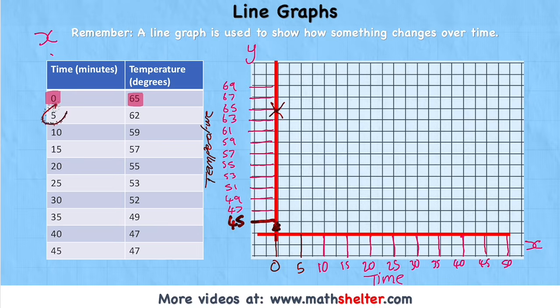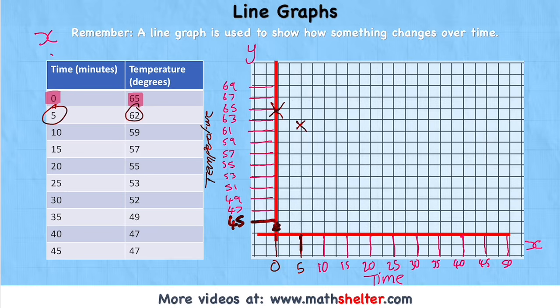Next one is 5 and 62. So I'm now at 5 minutes, this line just here. I go all the way to 62. Now, 62 fits between 61 and 63, so my cross actually sits just there. Center of the cross being in the middle of that line, but still on the 5 line.